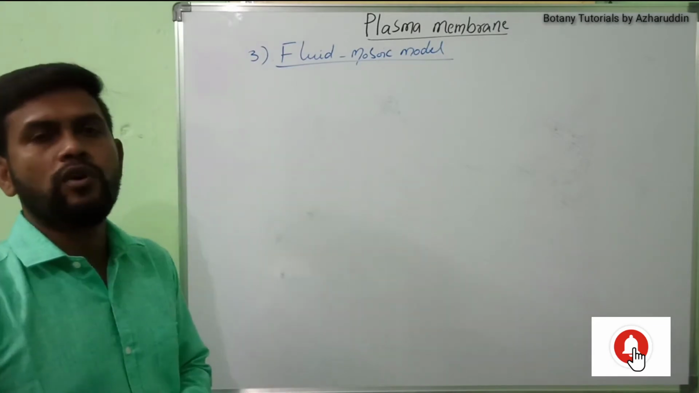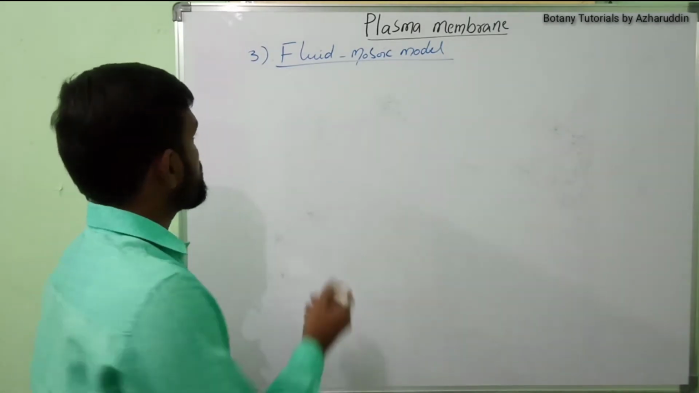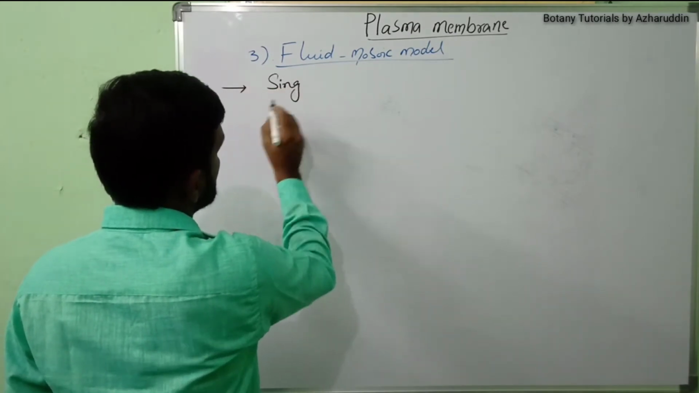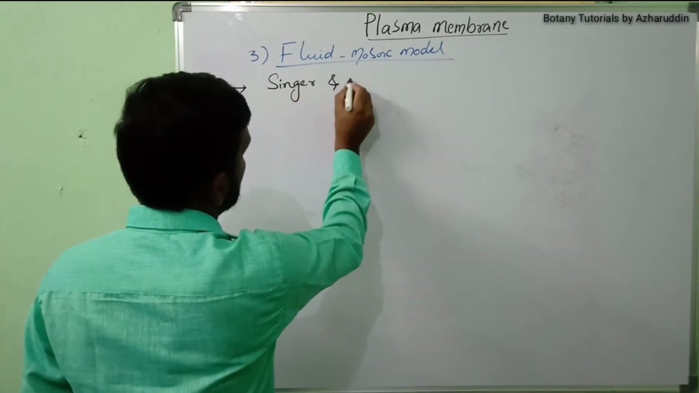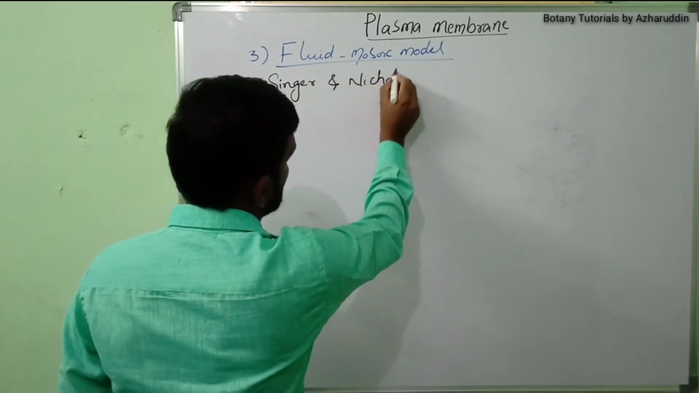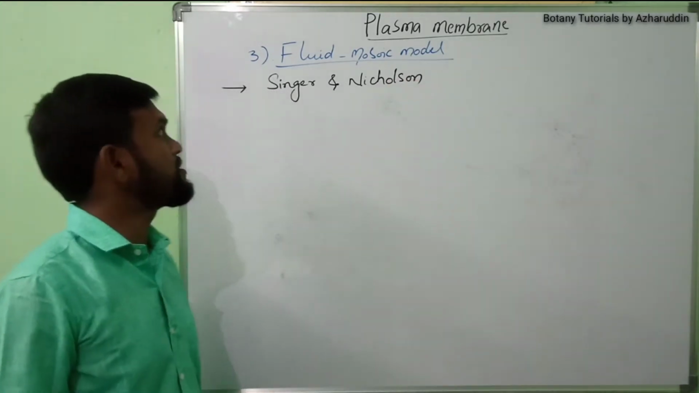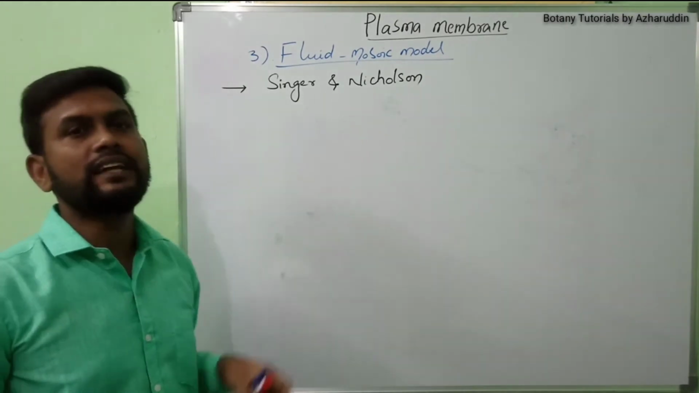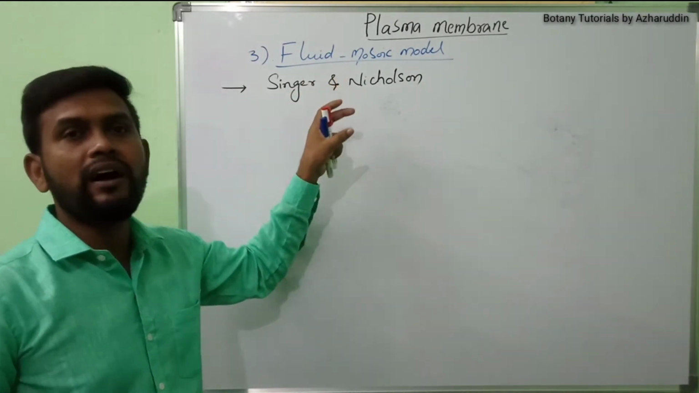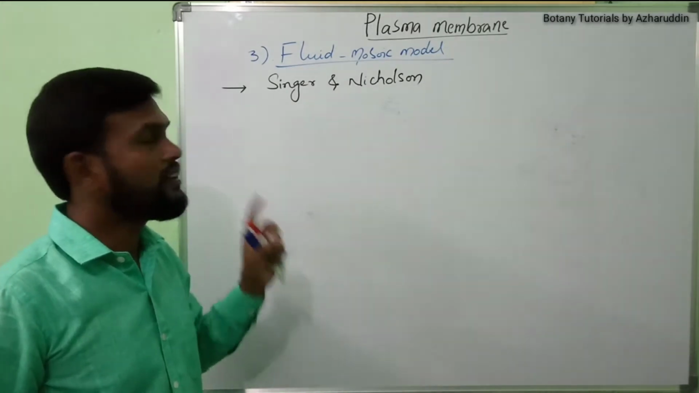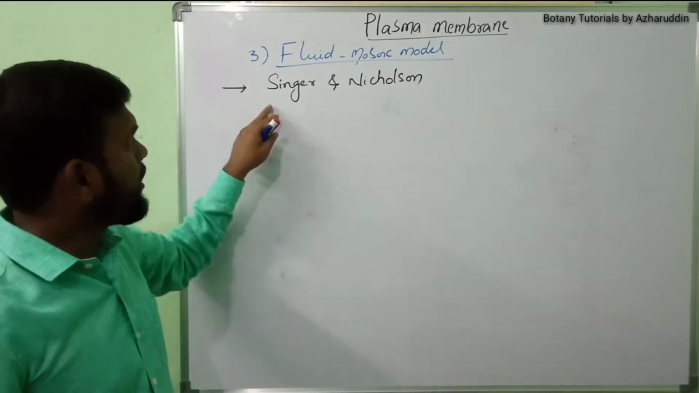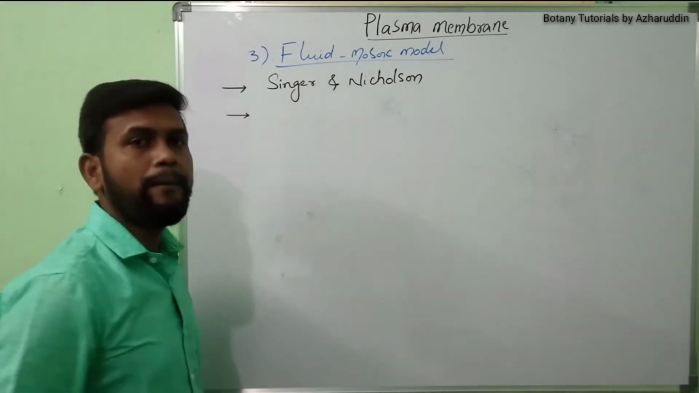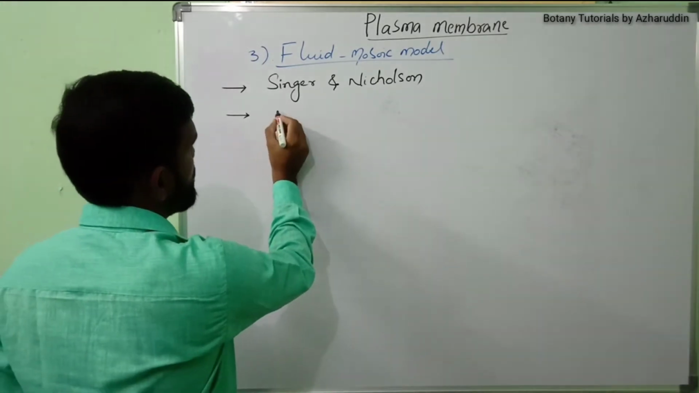This fluid mosaic model was proposed by Singer and Nicolson. Who proposed the fluid mosaic model? Singer and Nicolson. Singer and Nicolson took the same points which were explained by Dawson and Danielli in the first model. According to Singer and Nicolson, the plasma membrane is made up of proteins and phospholipids.